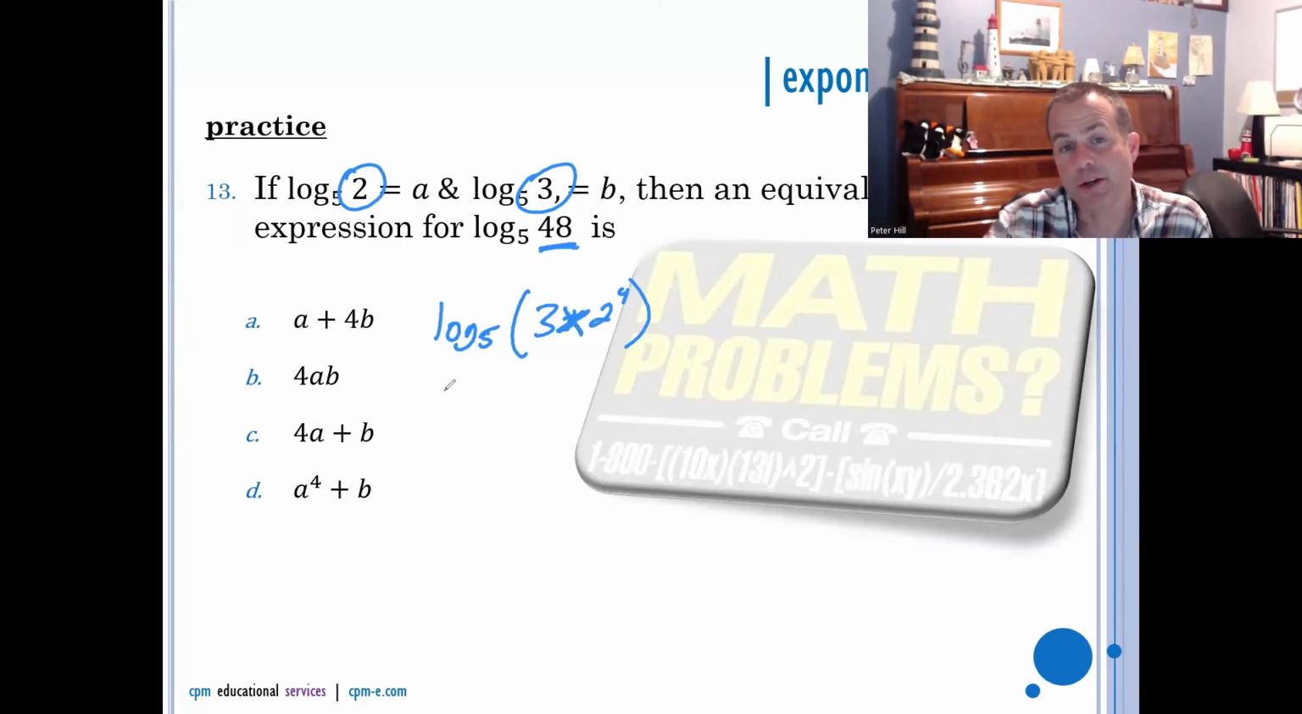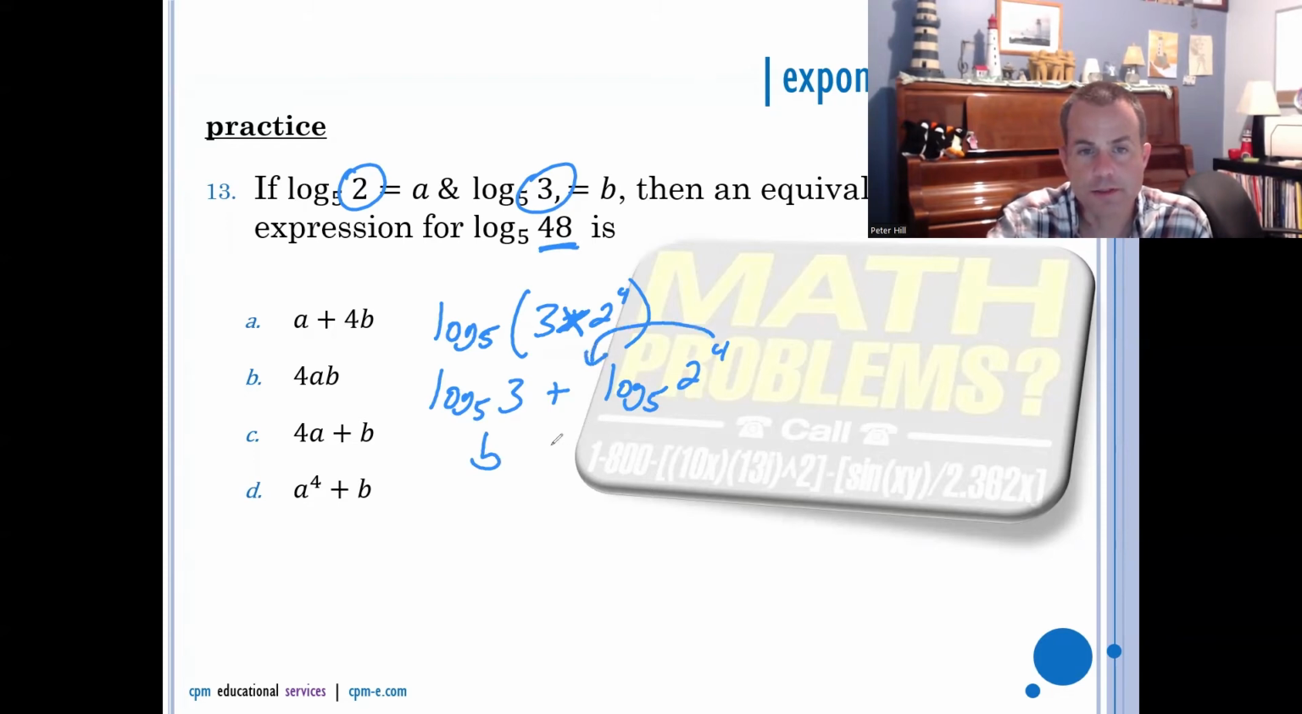So I can expand this out to be log base 5 of 3, now it's a plus sign, log base 5 of 2 to the 4. Log base 5 of 3 is b. The 4 comes to the front, and log base 5 of 2 is a. So I have 4a plus b, which looks like the answer C.